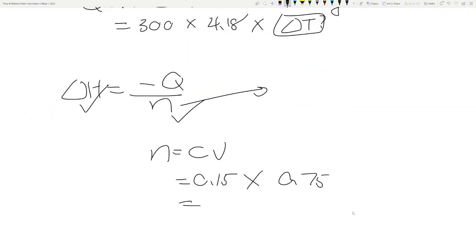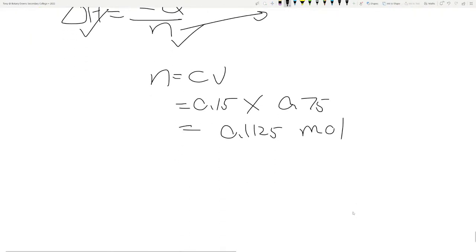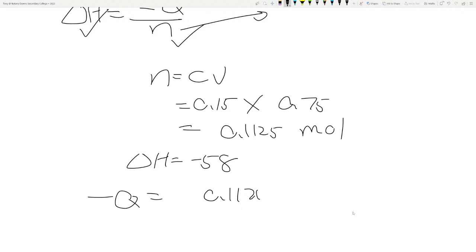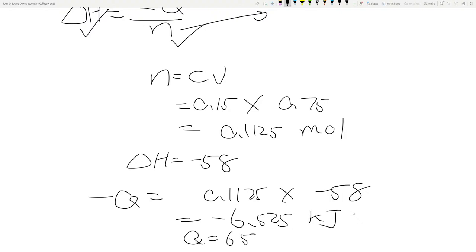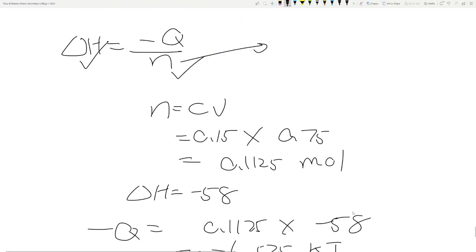0.75, and that will give you 0.15 times 0.75, that will give you 0.1125 mole. And I know the delta H is negative 58. So to figure out the Q, negative Q equals 0.1125 times negative 58. And that will give me, so negative Q equals negative 6.525 kilojoules. So Q equals 6,525 kilojoules, okay? So let's bring back here.